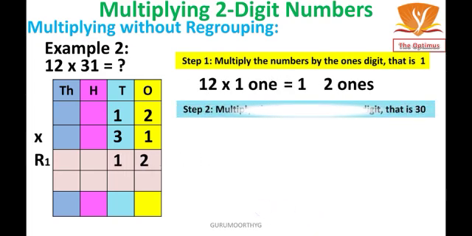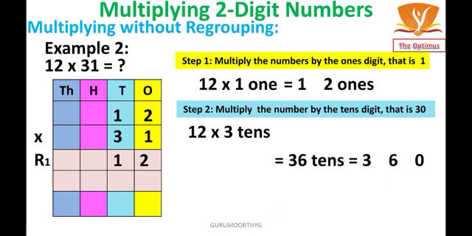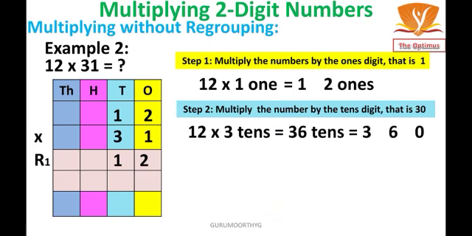Step 2, multiply the number by the tens digit, that is 30. 30 is nothing but 3 tens. 12 into 3 tens equal to 36 tens. That means 360. This 360, I am going to write in row 2.